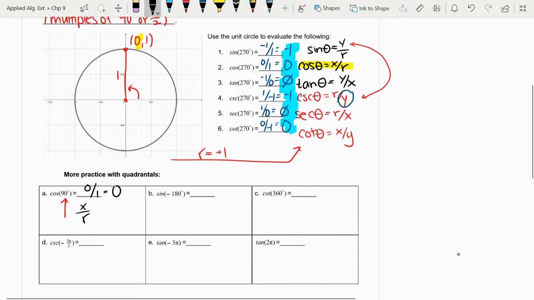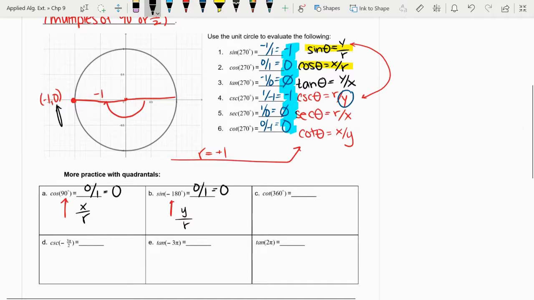All right, let's try maybe one more degree and then we'll do 2 radians. Sine of negative 180. Negative 180, remember that means we're going down. 180 is halfway across our circle. So that point over there would be to the left 1 and then 0. For sine, we need y over r. So my y value is 0. R is always 1. And we get 0 again.